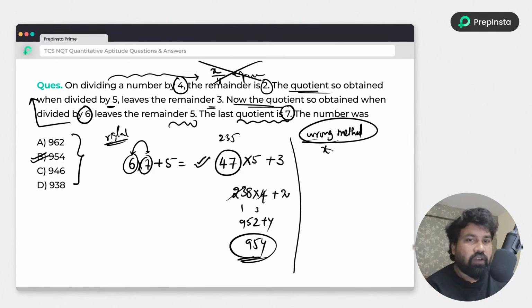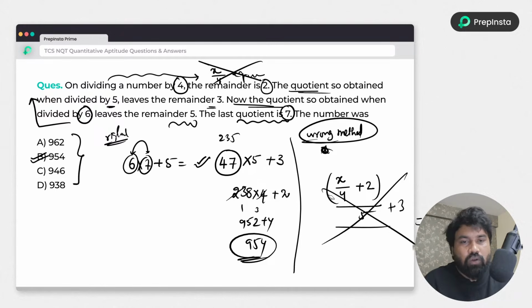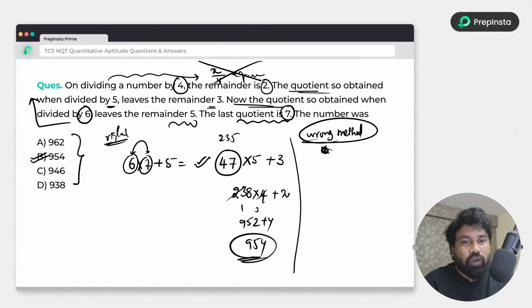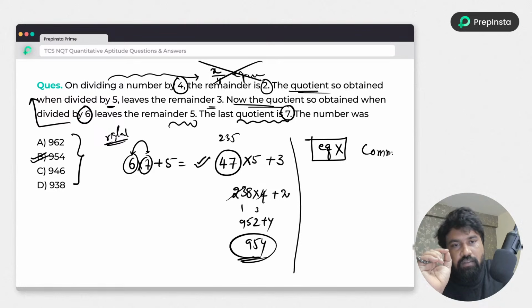In the wrong approach, they will say X divided by 4 gives remainder 2. After they get the coefficient, again they will divide by 5 and add the 3, and like this they will build the equation and equate it to the last coefficient 7, and again do the reverse thing and end up with wrong answers. So don't ever try to do equation-oriented methods for the number system, especially. Remember, don't create the equation, use common sense.